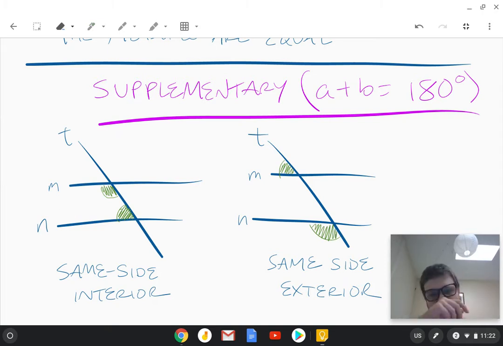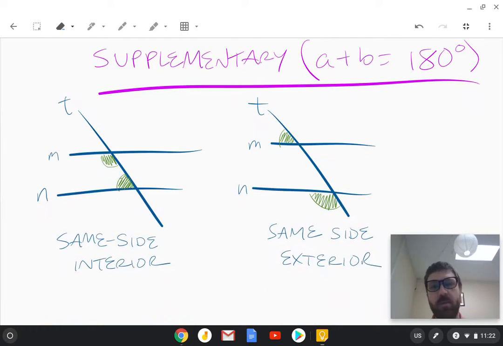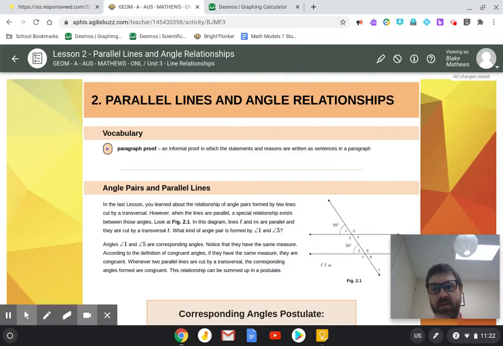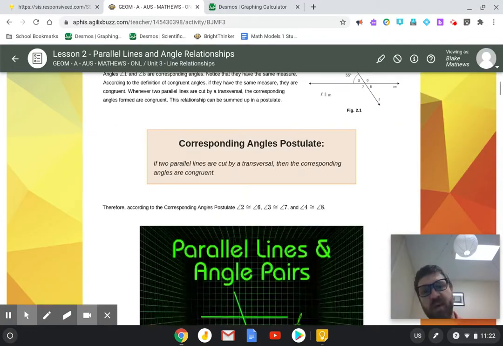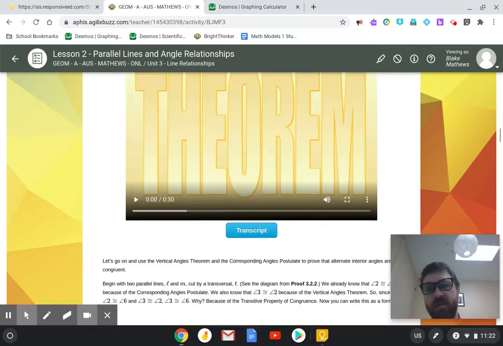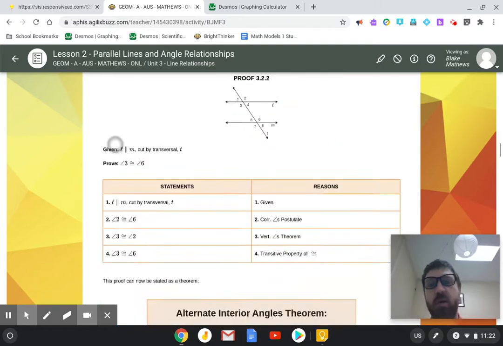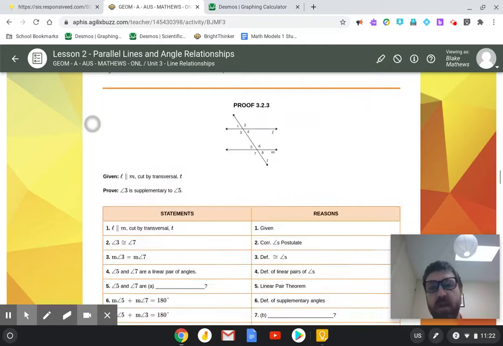So these 5 ideas, these 3 are congruent pairs, these 2 are supplementary pairs, are the main idea of this lesson 2. So I've kind of summarized what you have in this lesson, and then you're basically going to be doing proofs. There are going to be some that are very short proofs, and longer ones we'll do together. So I'm going to walk you through kind of what you need to be doing in the lesson.